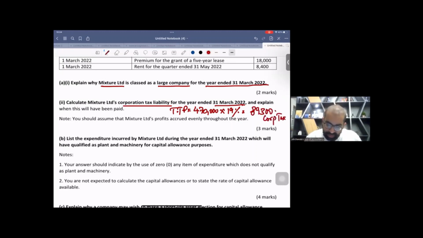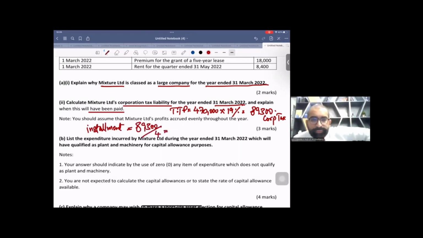Now the next requirement. Explain when this will have been paid. You have to pay in 4 installments. And you know how to calculate one installment? Divided by 4. Come on, do it. 89,300 divided by 4. What is your one installment? 22,325. Excellent. 22,325.